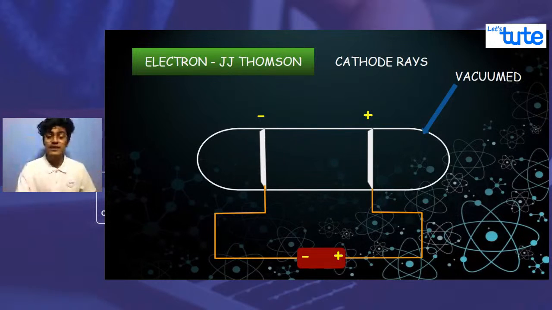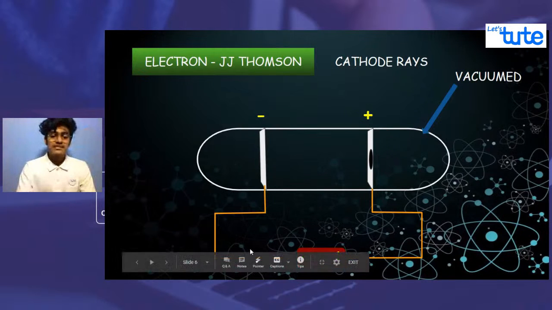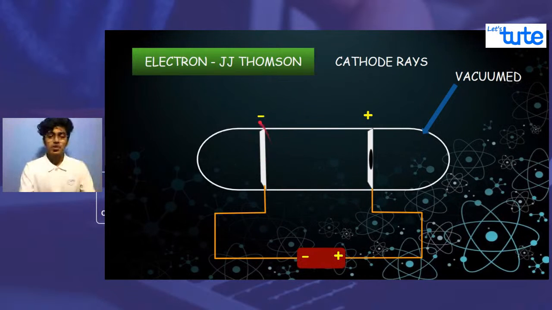But understand this very carefully: there was a hole in the center of the anode. So what happened when he switched on the current? Some rays from the cathode passed through the hole in the anode. Now why are you not able to see it? Because the rays were invisible, therefore we were not able to see them.